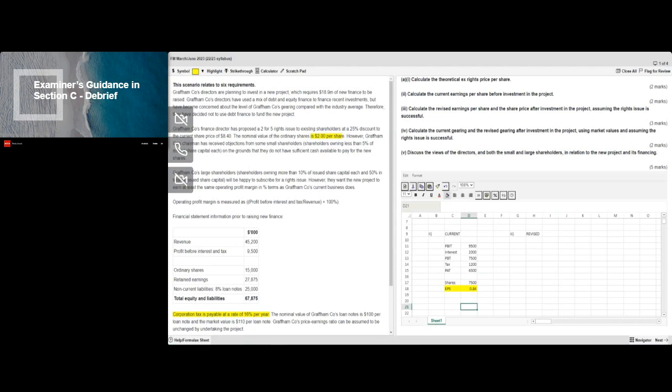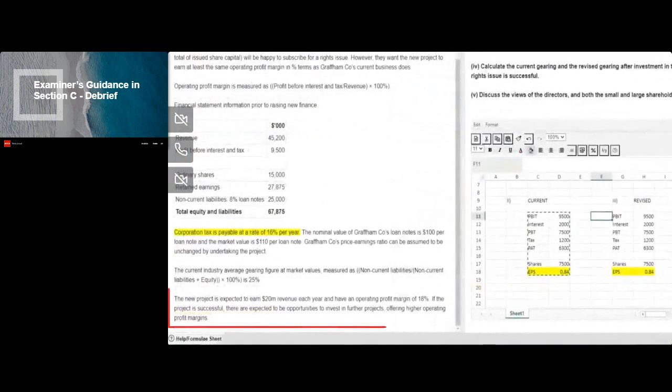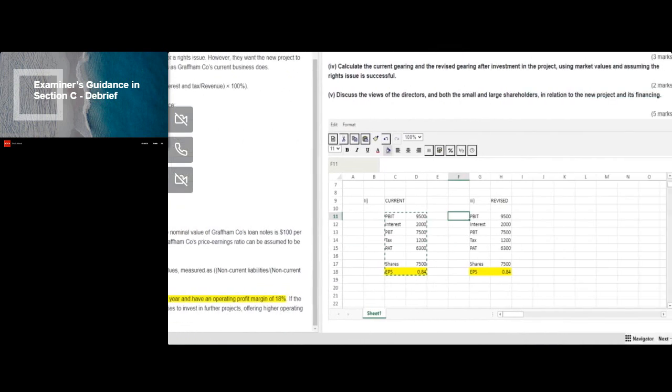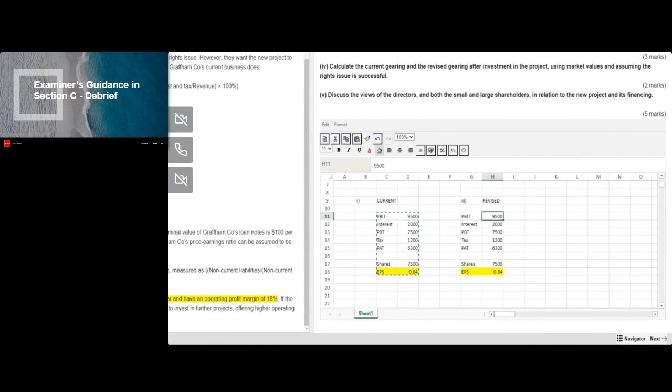So there's no point in writing this all out again. All you need to do is copy and paste it over, and then you can amend as required. And it says the new project is expected to earn 20 million of revenue each year and have an operating profit margin of 18%. So operating profit margin is what we need. That is our profit before interest and tax, and that's what's going to be added to the current one to get the revised one. So if I put the investment project changes here, we're going to be having 20 million. So keep it in round thousands times by 18%. And so therefore the revised is going to be that plus the new amount, which is 13,100.